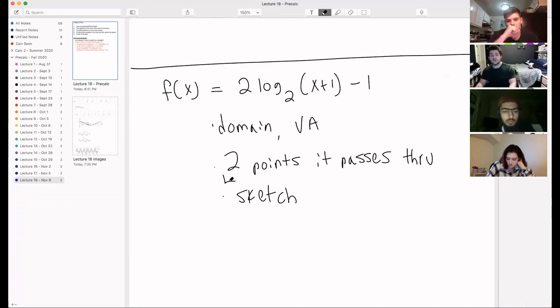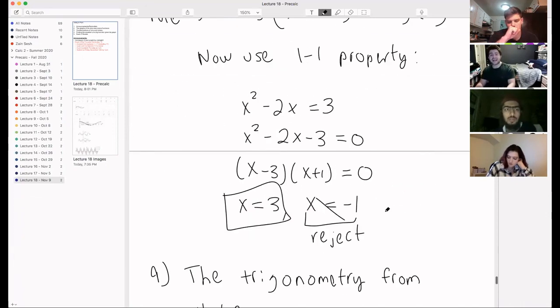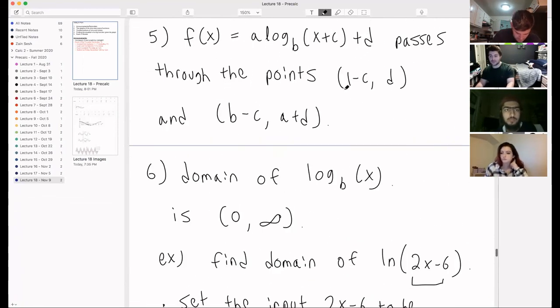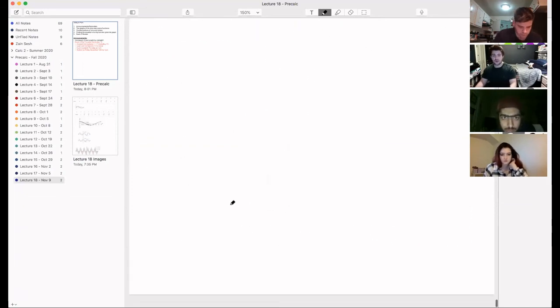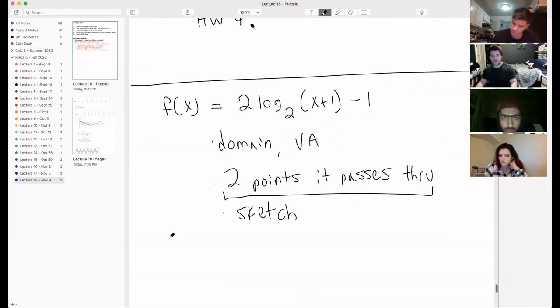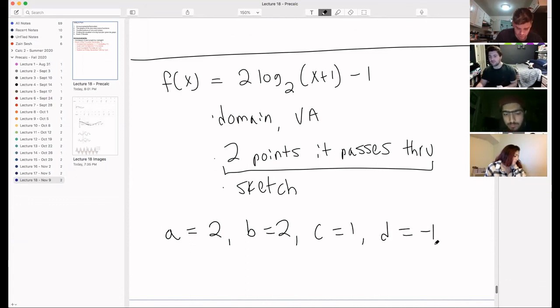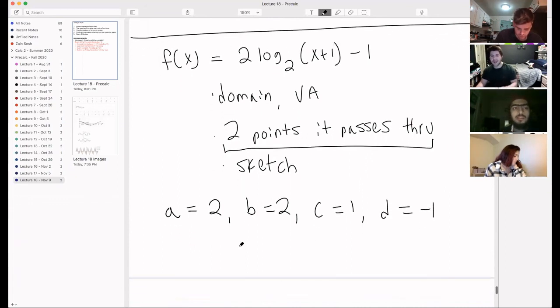So the 2 points it passes through, that's where you use these formulas. Here, A is 2, B is 2, C is 1, and D is -1. I got those just by looking at the transformations of the function.